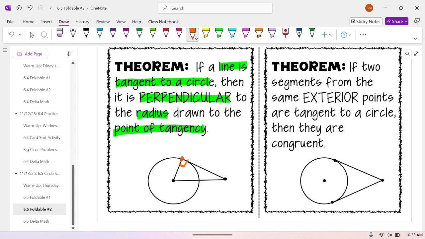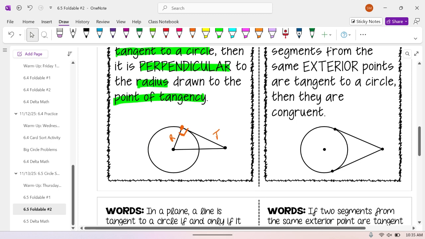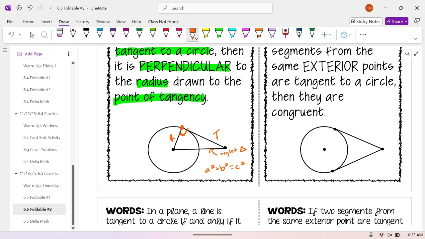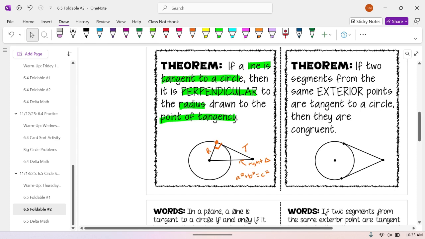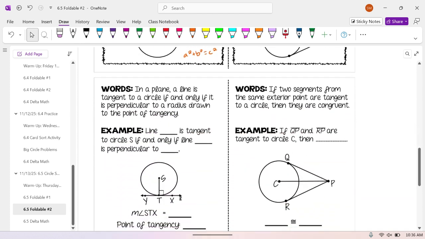All right. So again, this is the tangent line and this is the radius. So guess what? If we had to find these segments, what do you think we're going to use if it's a right triangle? Pythagorean theorem. So a squared plus b squared is equal to c squared. And again, it's because we have a right triangle. All right. So let's look at that first example.